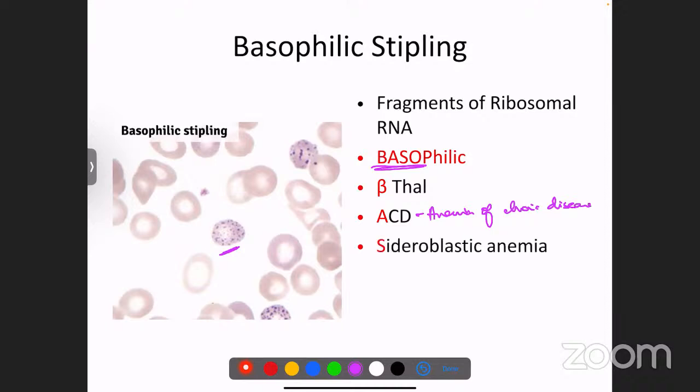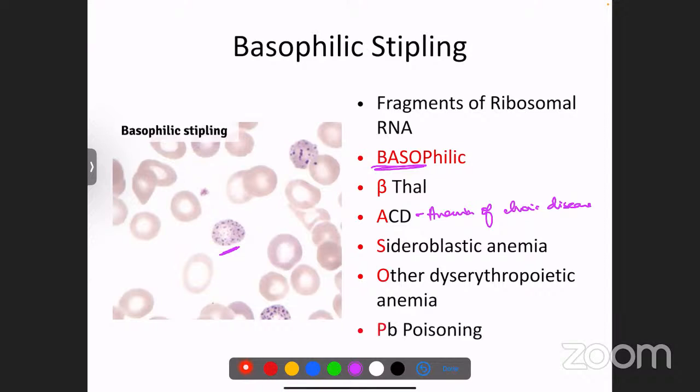And what is this S? Sideroblastic anemia, where iron utilization is not effective. What is this O? Other dyserythropoietic anemias. And what is this P? It is Pb, that is lead poisoning. Okay. So these are the reasons for basophilic stippling, which go with the mnemonic like this. So what is basophilic stippling? They are fragments of ribosomal RNA.